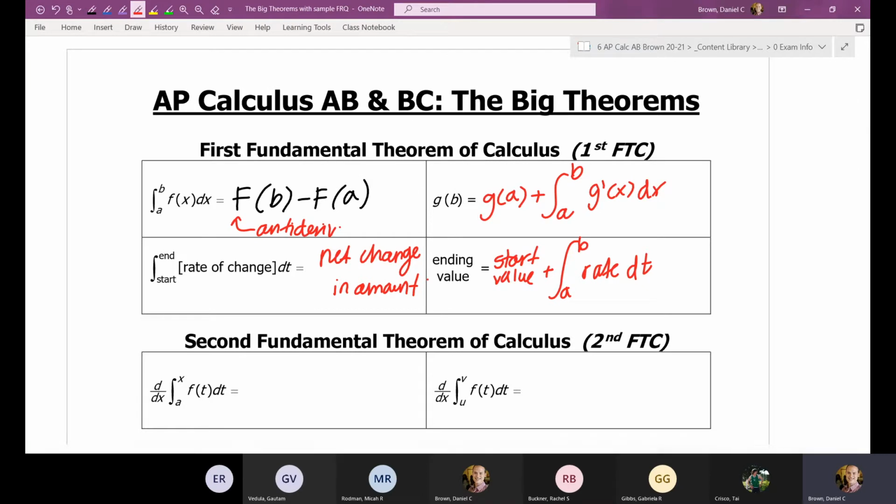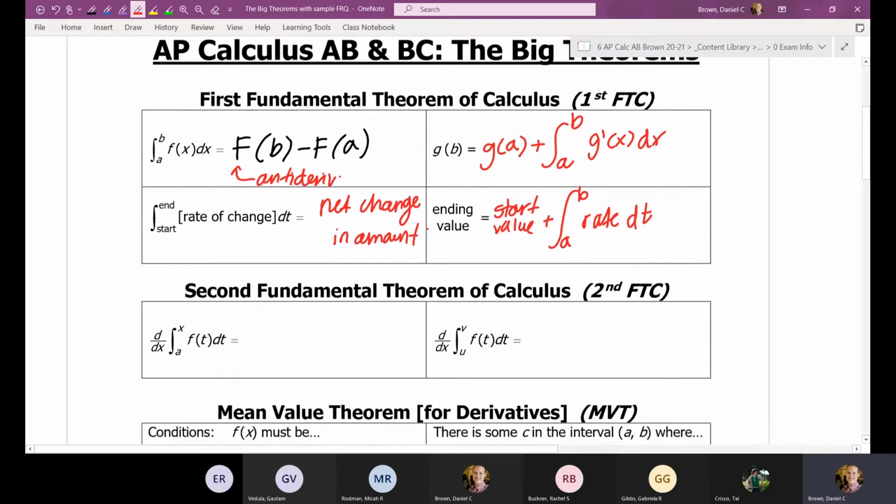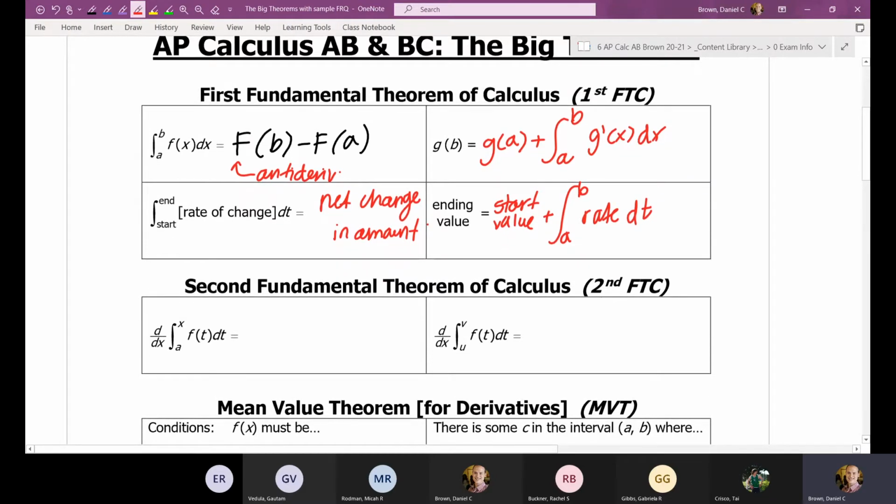The other one that we have, similar name, so we have the first FTC, we also have the second FTC. The second fundamental theorem of calculus, I have just found from experience, if a student's going to forget one of the big theorems, it tends to be this one. I don't know why, but it usually is this one.